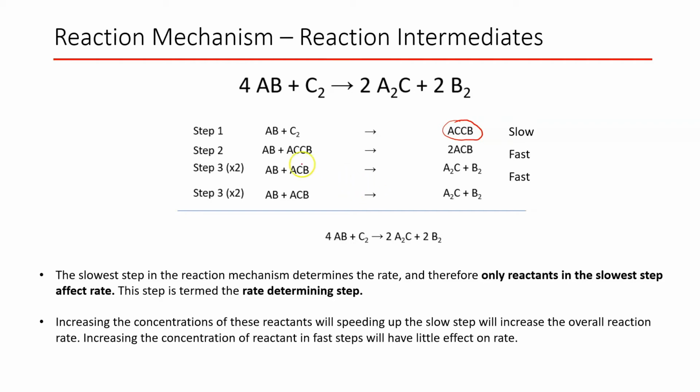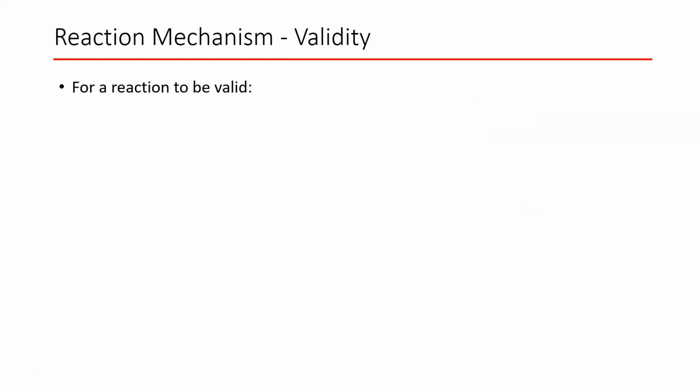Okay, and what I can see is that if I change the concentration of anything in my rate determining step, it'll change the reaction rate. Okay? They have to either be in the rate determining step or a step before the rate determining step. And we'll take a look at a couple examples.